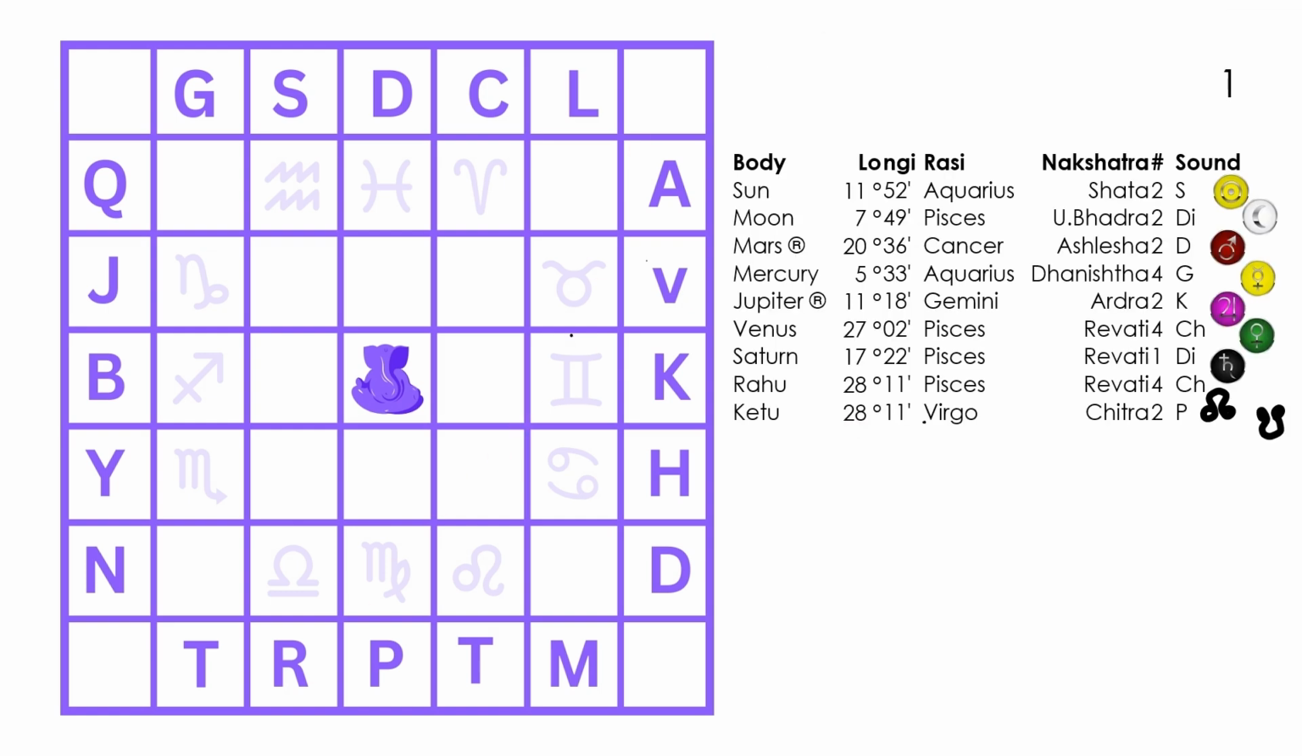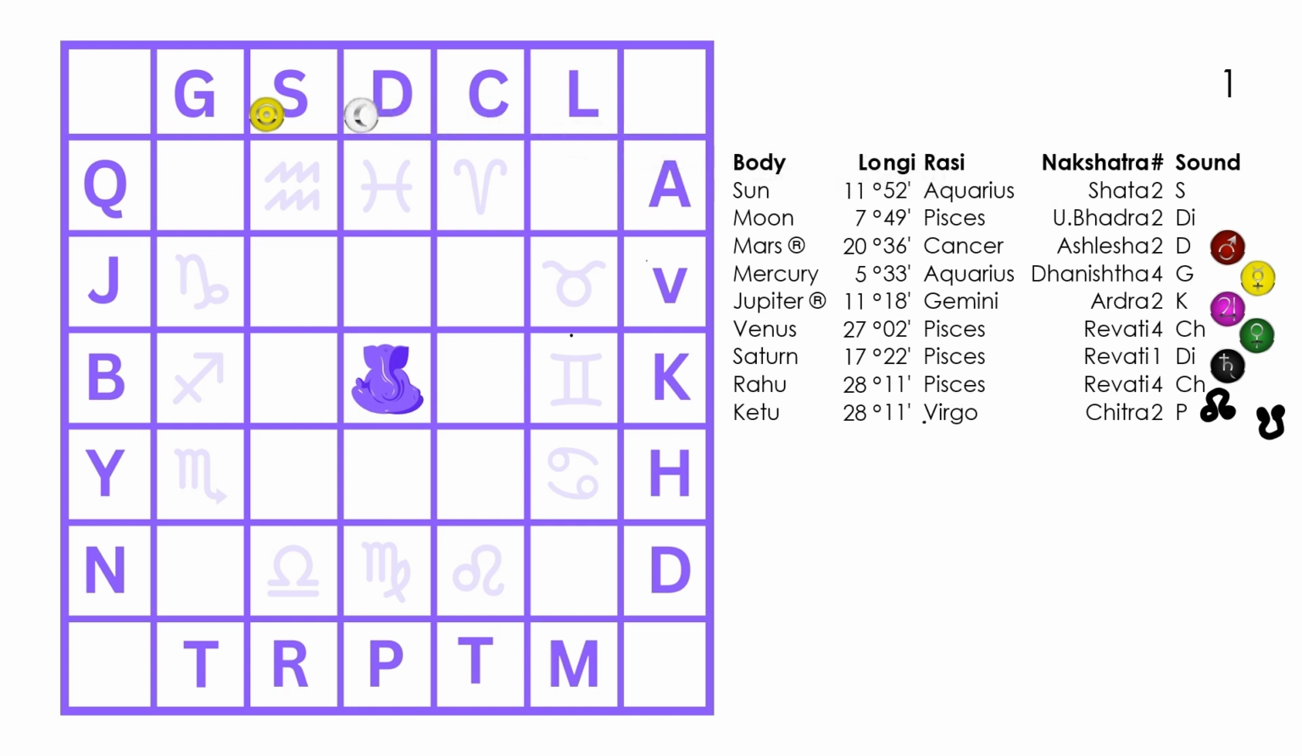Then you have today's transit, that is 31st of January 2025. I don't remember the time when I took this. And the sun is in Aquarius at 11 degrees 52 minutes. That will be Shatabhisha Nakshatra and the second pada of that, and it will correspond with Sa sound. So sun is in the Sa sound. Moon is at 7 degrees 49 minutes in Pisces, which is Uttar Bhadrapad second pada, and that's the Da sound. I have used the DI to represent the Da sound, and the moon is there.